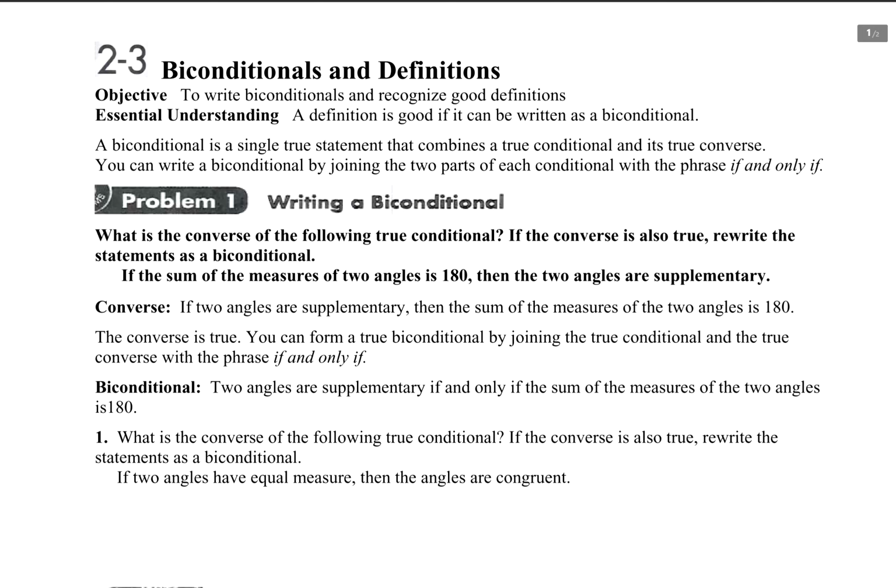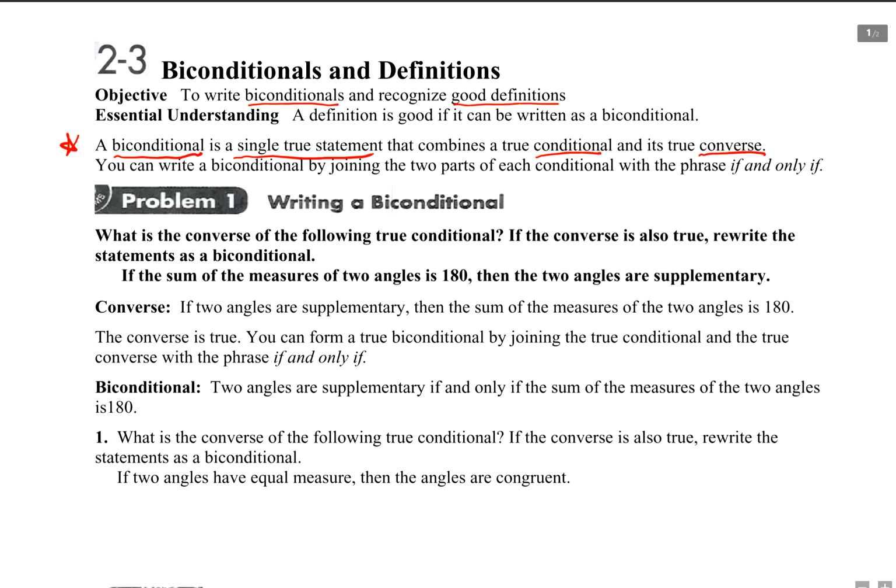2.3, Biconditionals and Definitions. This lesson is an extension of the last lesson, and our objective is to write biconditionals and to recognize good definitions. A vocabulary word here: a biconditional is a single true statement that combines a true conditional and its true converse.